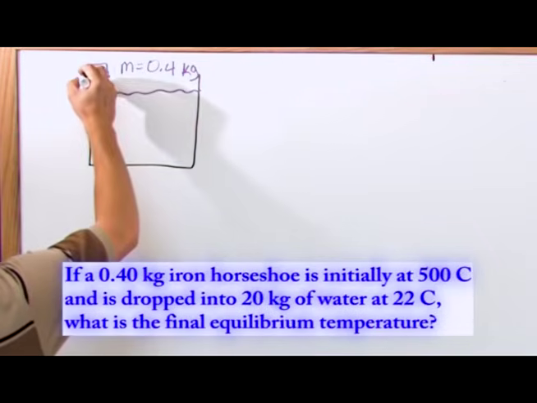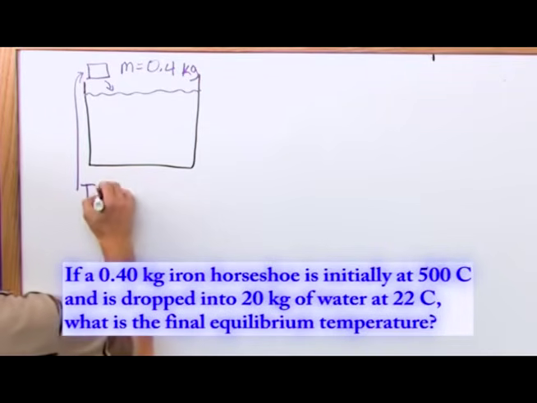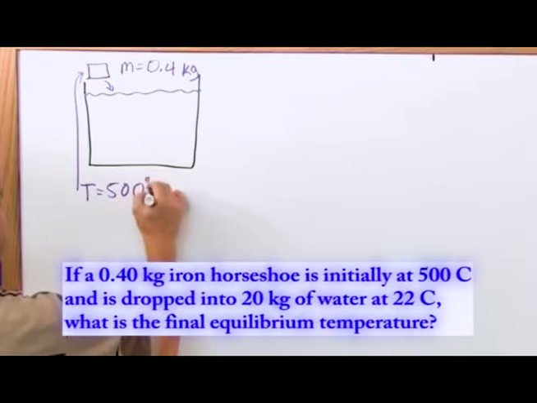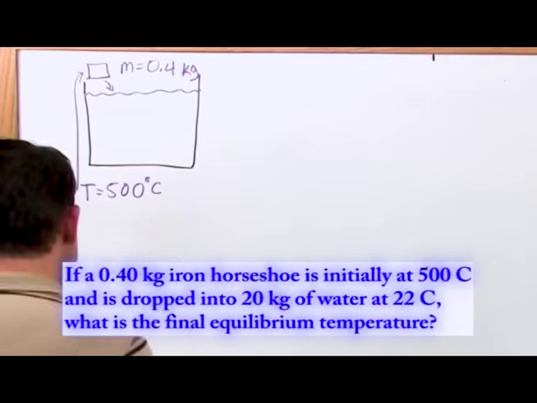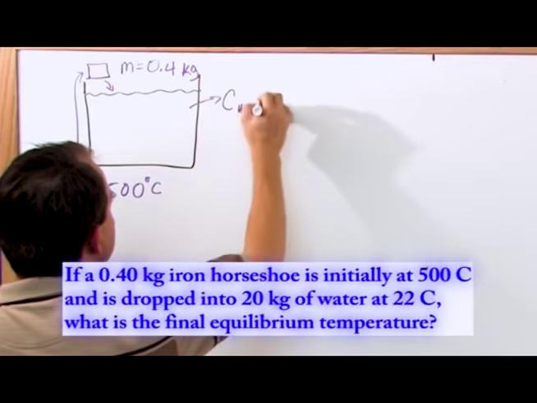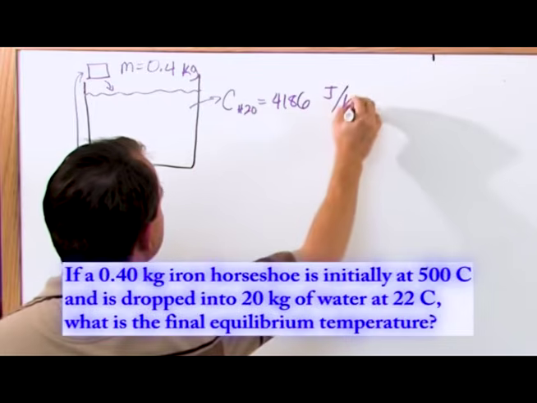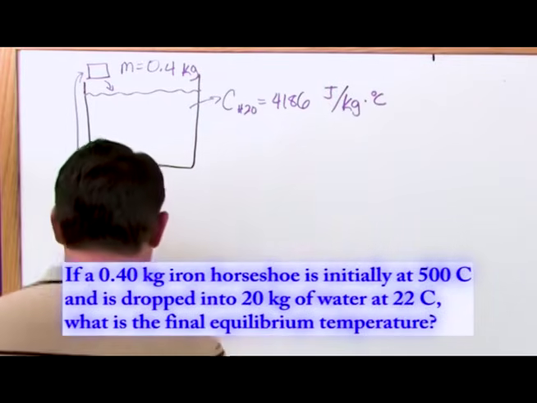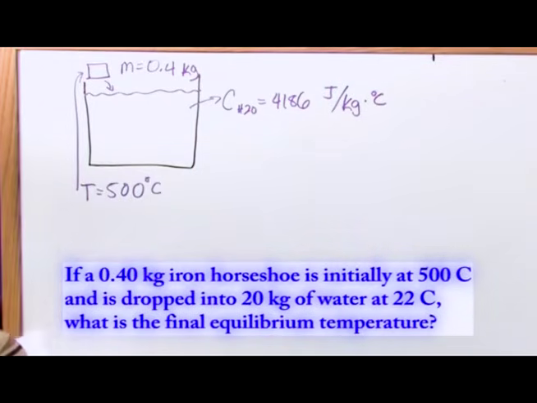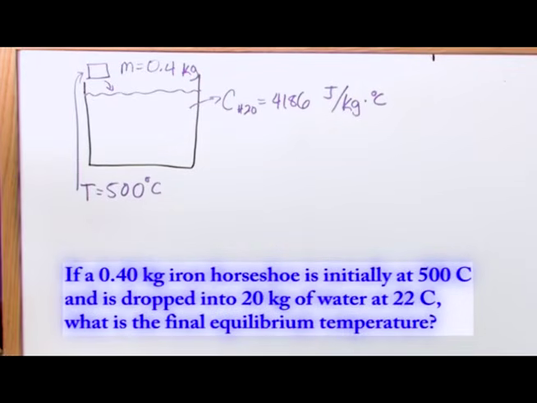The temperature here is 500 degrees Celsius, and it falls into this water. The water has a specific heat of 4186 joules per kilogram degrees Celsius. That's something you're just going to have to memorize, the 4186. A lot of times they're not even going to give you this in a problem. You're just going to have to know that, or look it up in your book.